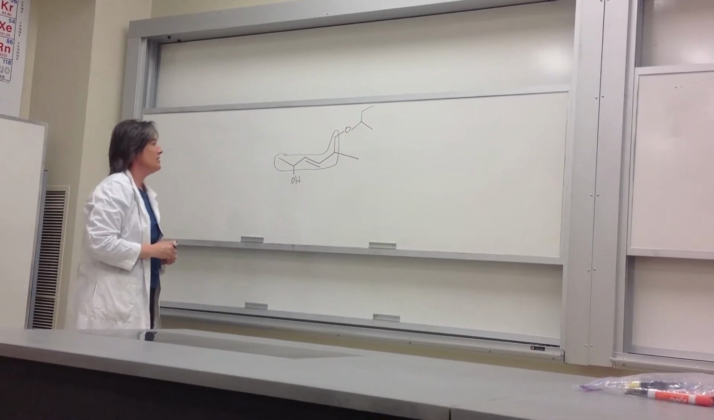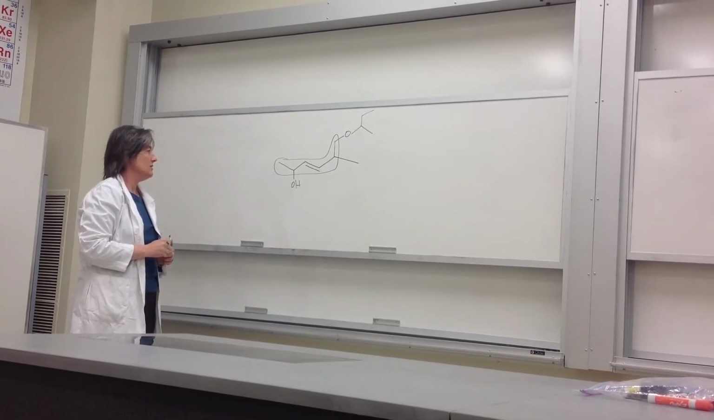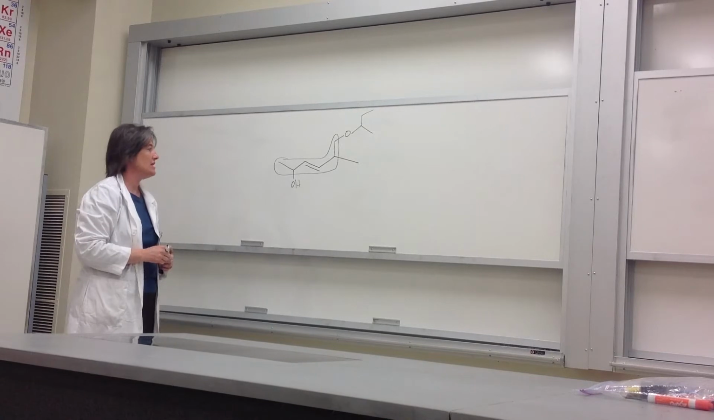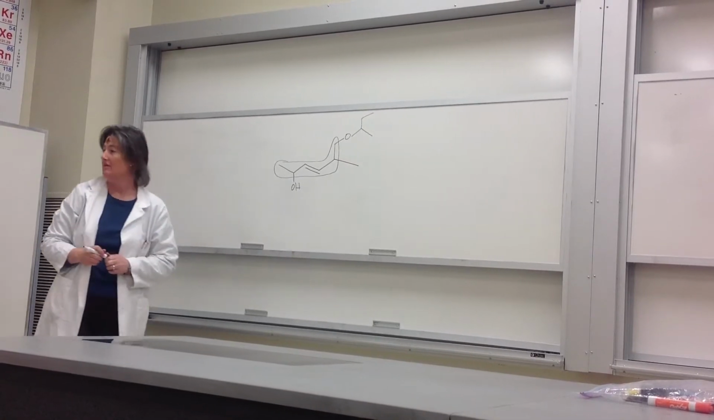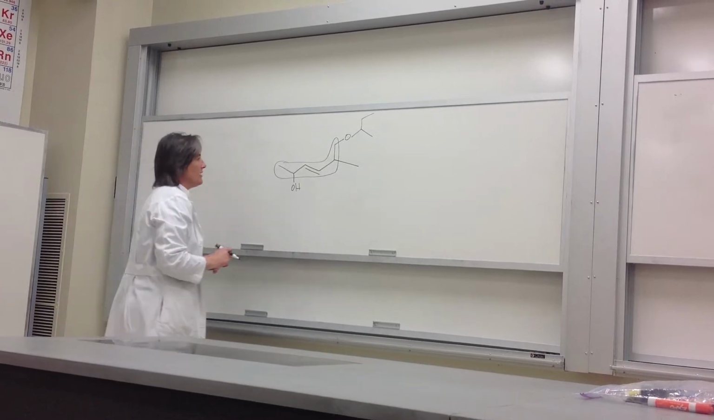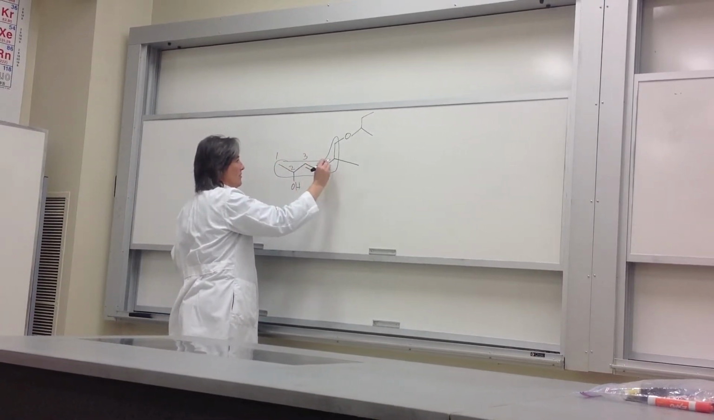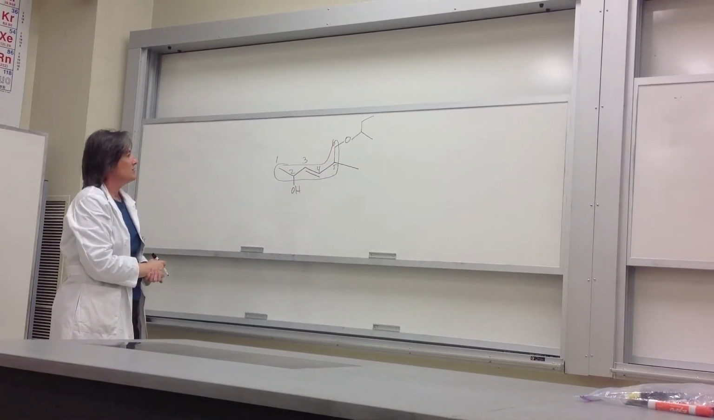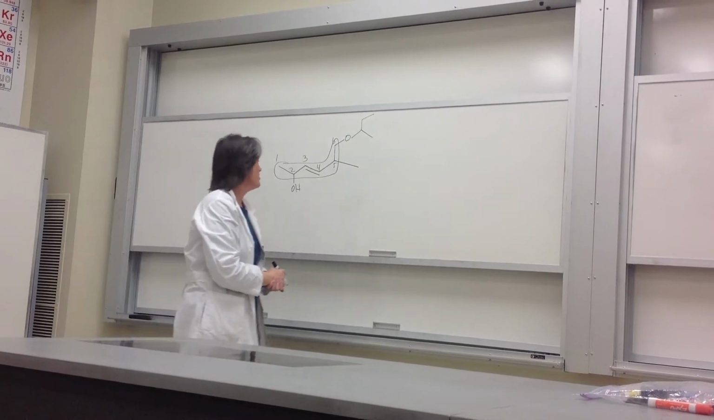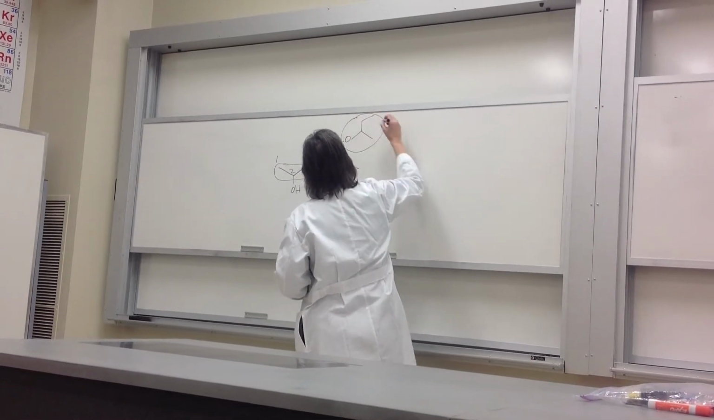So, what is the parent in this? Is it the parent functional group? Is it the alcohol, the alkene, or the ether? No. It's the alcohol, right? The ether is just a substituent. Okay, so we have 1, 2, 3, 4, 5, 6. All right. There's a methyl substituent at 5, and then what can I call this group right here?